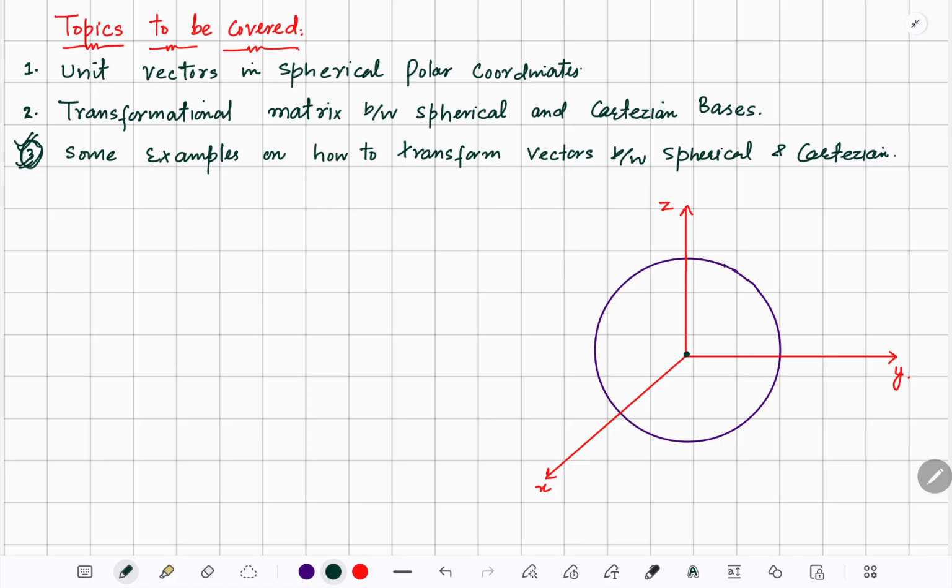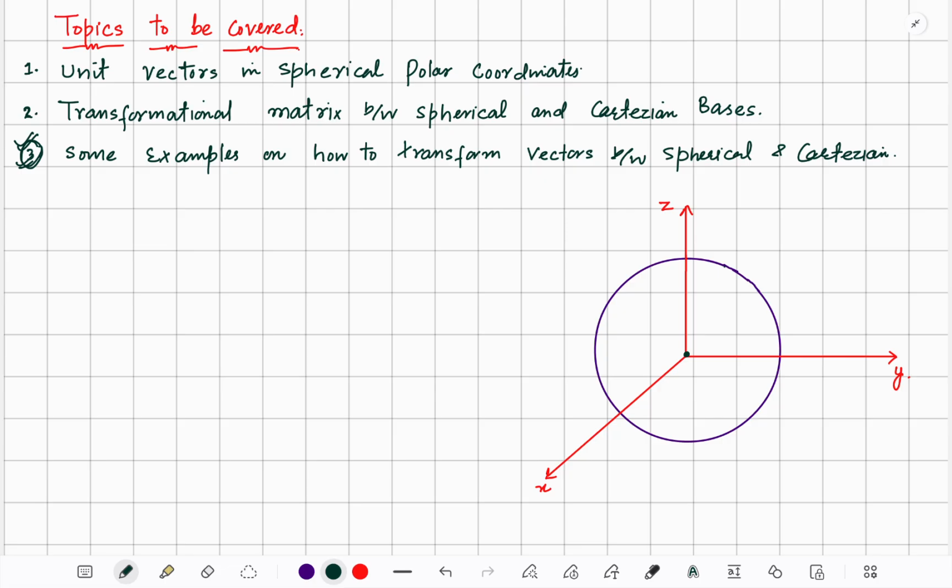But in order to do that, we must understand certain things. That is, how we represent the unit vectors in the spherical polar coordinate system, and how to use the transformation matrix, or the rotation matrix, between the spherical and Cartesian bases. And then we'll do the examples.